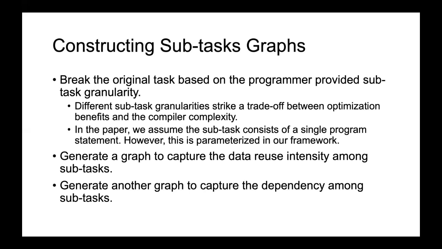And we also show that with different sizes of the subtasks, the resulting performance also changes. In this step, it also generates two graphs. The first graph is called the subtask graph, to capture the data reuse intensity among the subtasks. And the second graph is the dependency graph at the subtask granularity, which provides the constraint that while we do clustering and scheduling, we need to follow the dependencies across the subtasks.